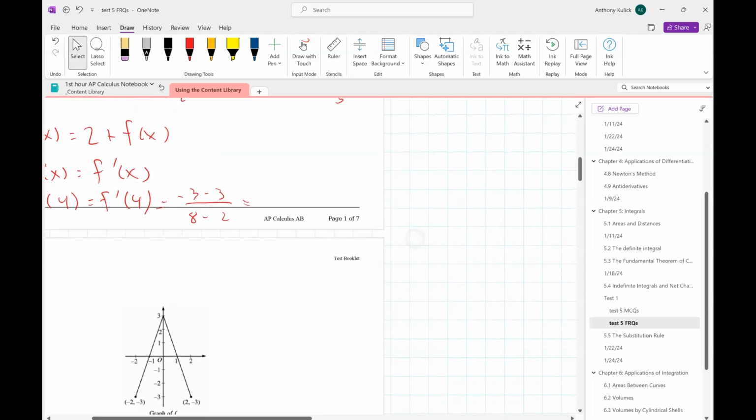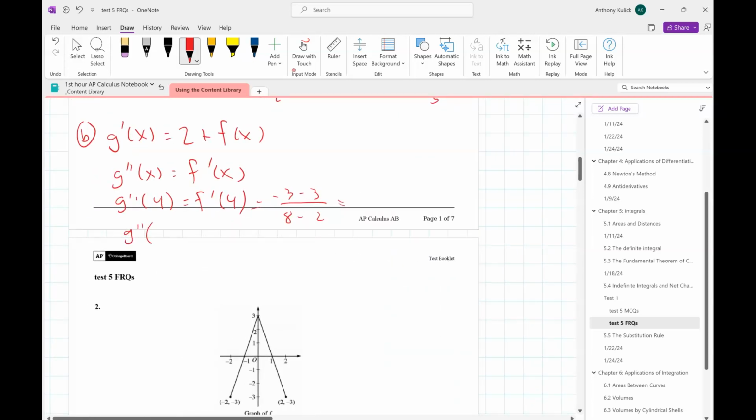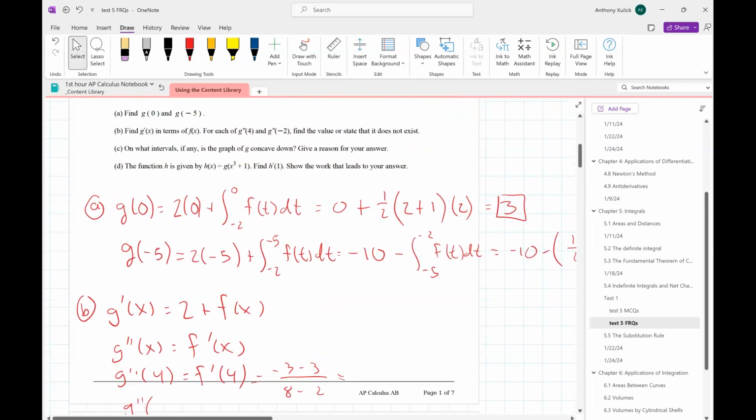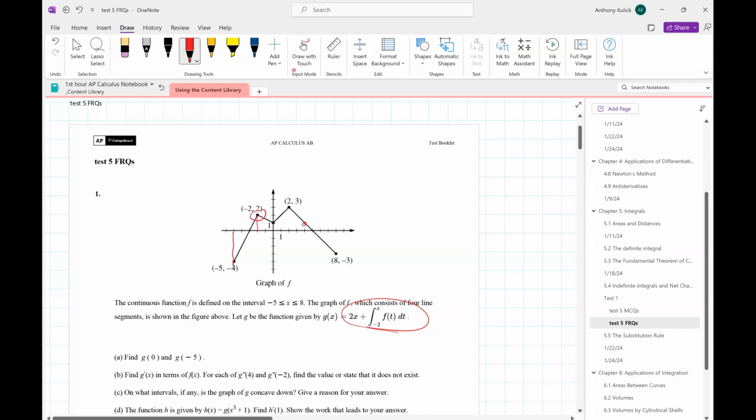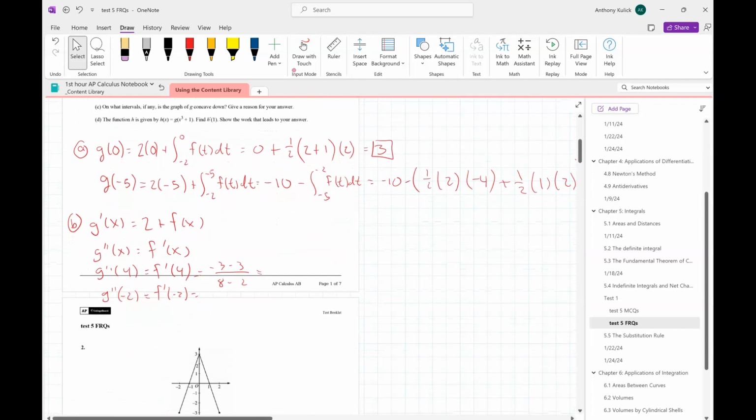Whatever that is. And then G double prime of, what was the other one? -2. Equals f prime of -2, which is, what's that going to be? What's the slope at that point? Tessa, what'd you say? Nope, not 0. Okay. Great. So you'd say it does not exist, or undefined is fine. And the reason is it's a sharp corner.